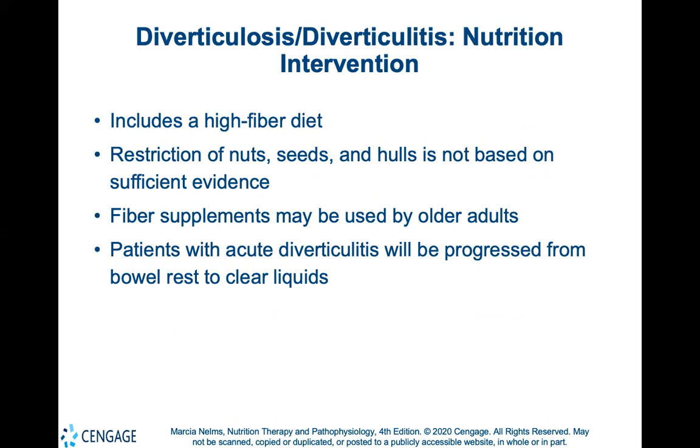The intervention will include a high fiber diet. Restrictions of nuts, seeds, and whole corn are not based on sufficient evidence. Fiber supplements may be used by older adults. Patients with acute diverticulitis will be progressed from bowel rest to clear liquids.